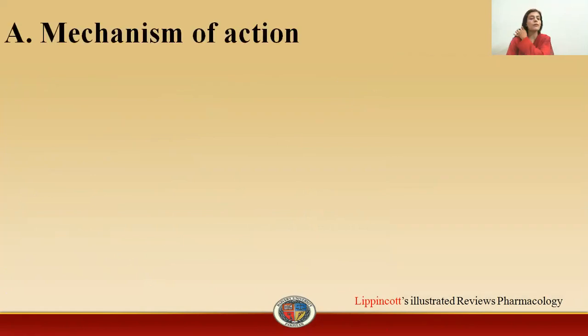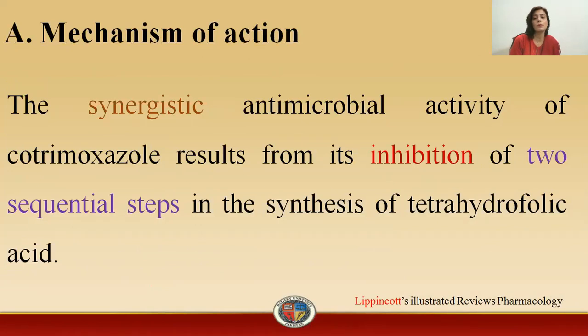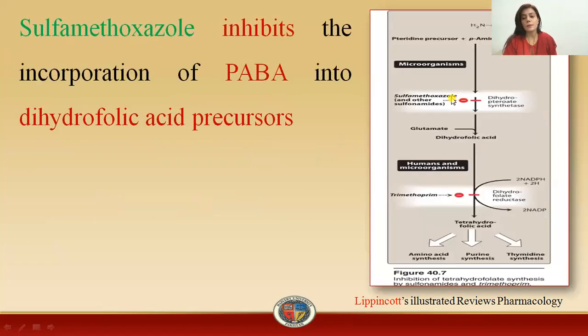Now coming towards the mode of action of the drug cotrimoxazole. I'm saying that there is a combination of drugs. You are using two drugs in combination, so definitely you are getting the synergistic effect. In this, there is inhibition of two sequential steps. Now students, what are the two sequential steps which are inhibited by the drug? The first step is done by the enzyme synthetase, and the second is done by the enzyme reductase.